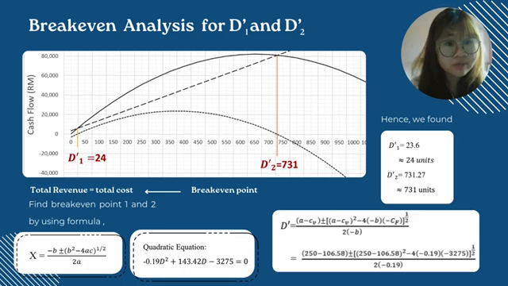With the a, b, and c values, we can substitute those values into the quadratic formula, and finally we can find that break-even point 1 is 24 units and break-even point 2 is 731 units.